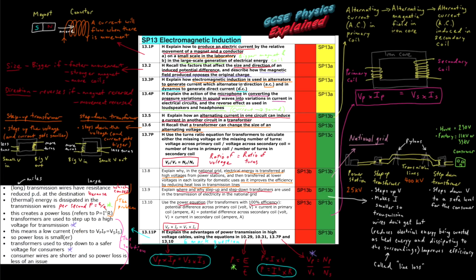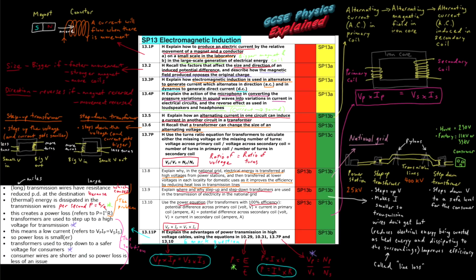Explain how electromagnetic induction is used in alternators to generate current which alternates in direction, AC, and in dynamos to generate direct current. Well, it's only worth 1 mark, so if they say, how do you produce alternating current, you say you use an alternator. And if they say, how would you produce direct current, you say use a dynamo.